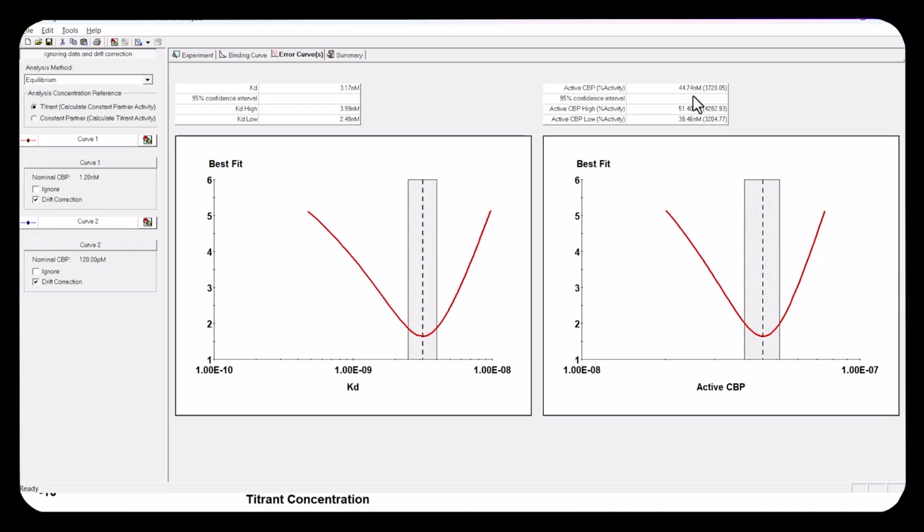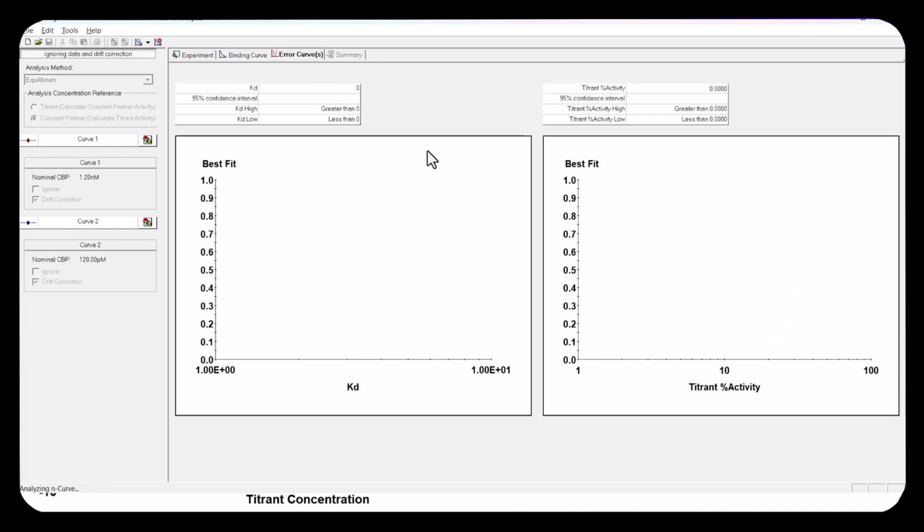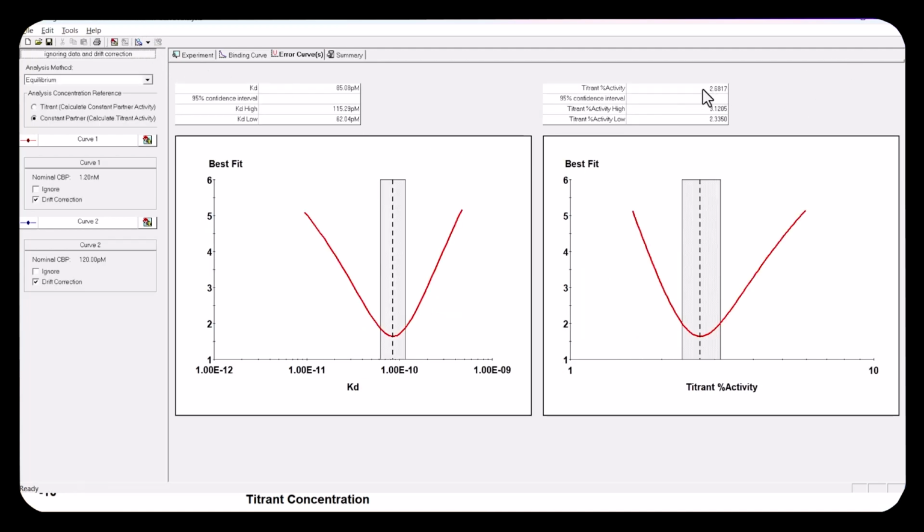And the way that I address it is I change my reference. So I come over here, we've been referencing the titrant. I change to the constant partner. I click Analyze again. And now this curve is 2.8% activity. So the titrant is very low activity. And I can accept this.